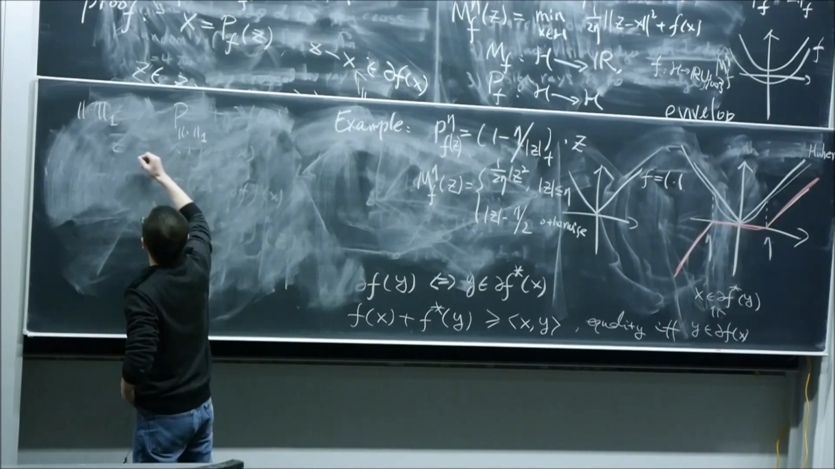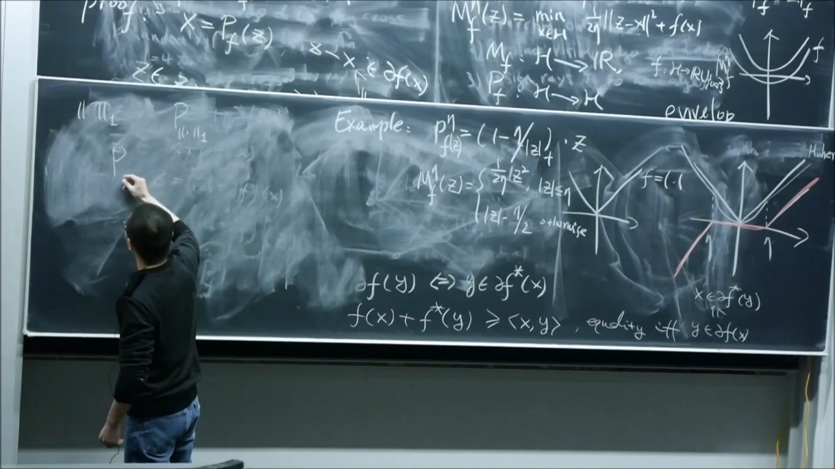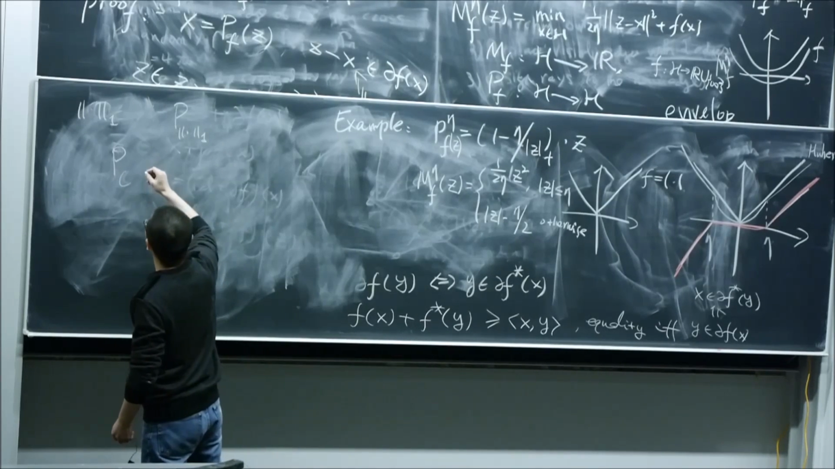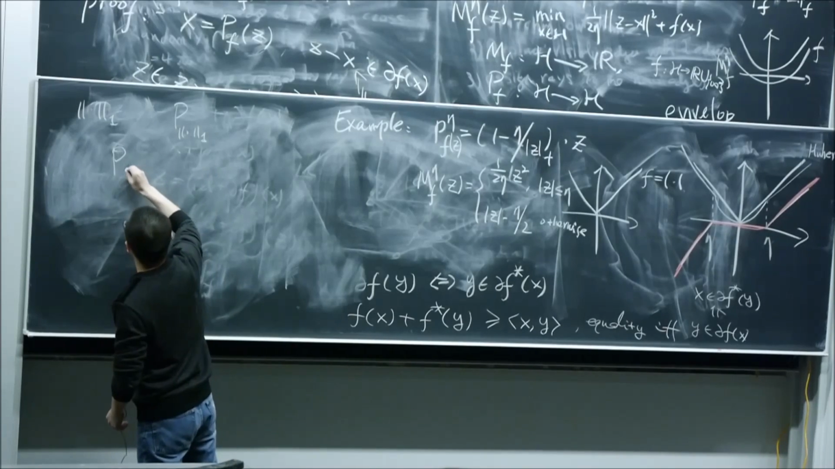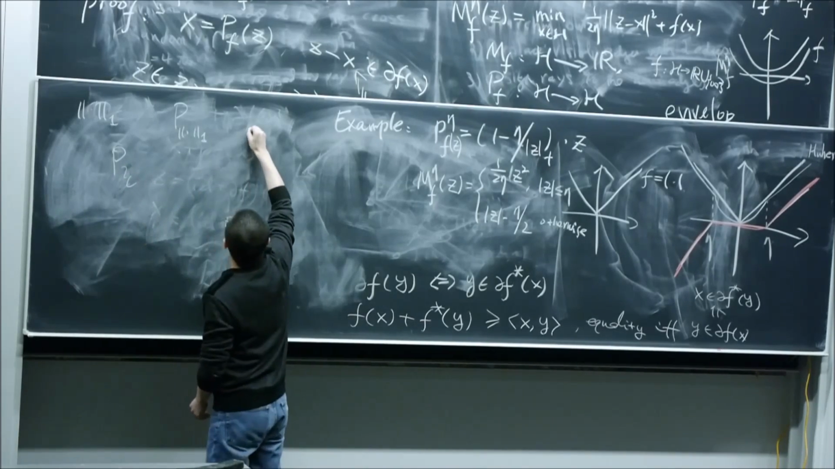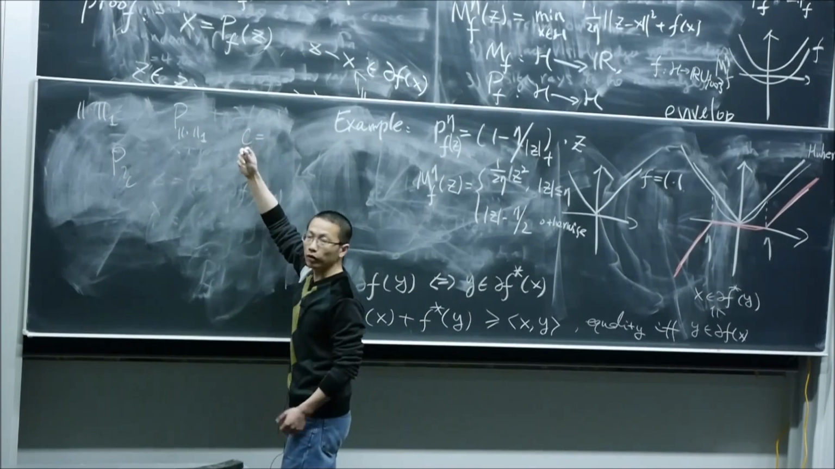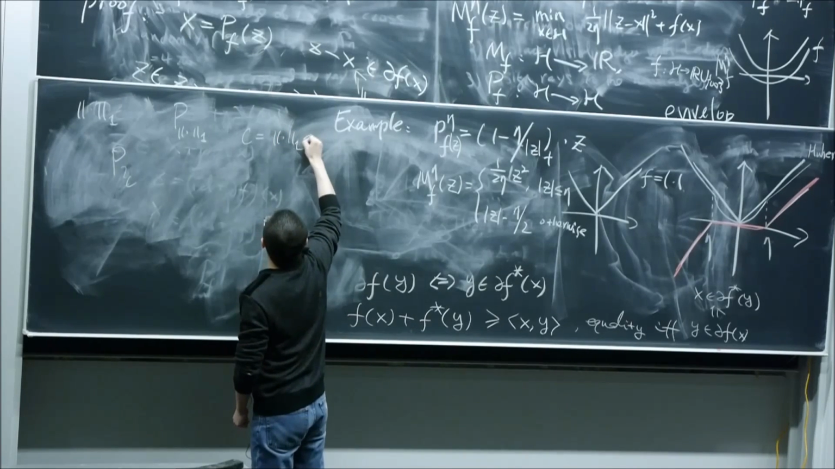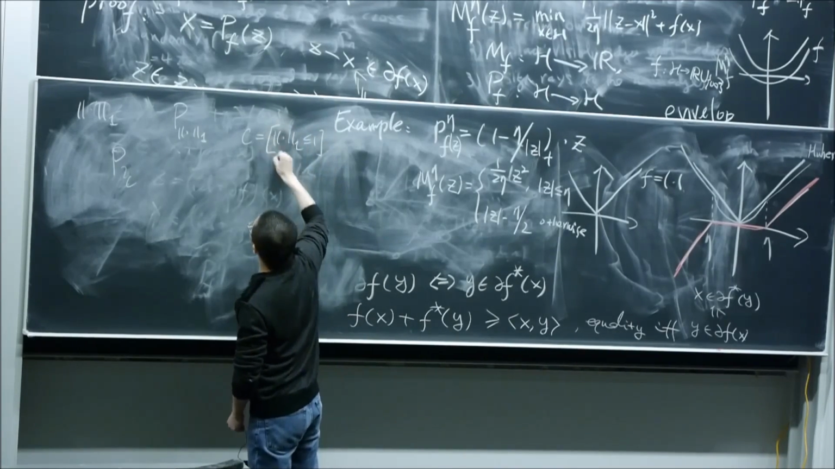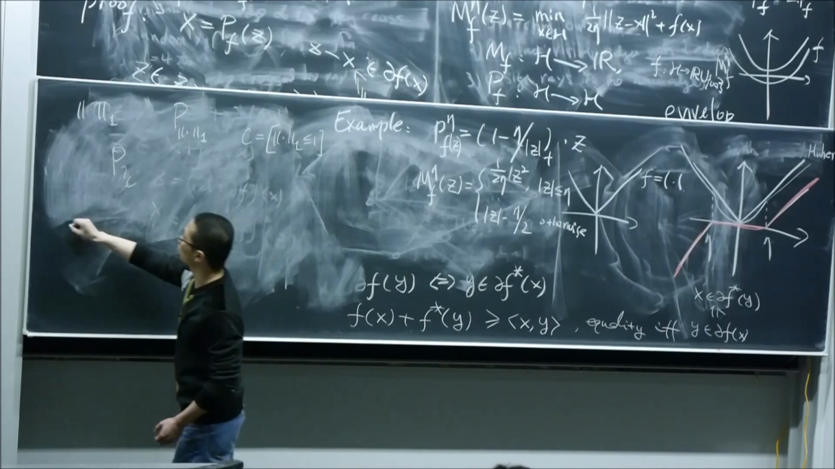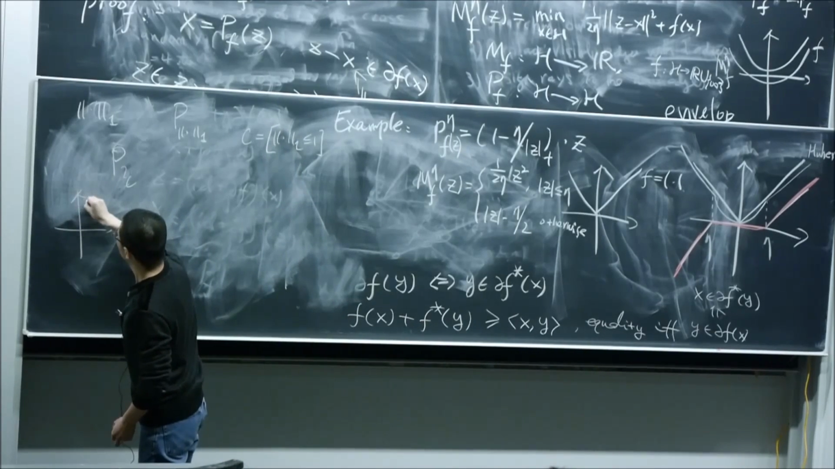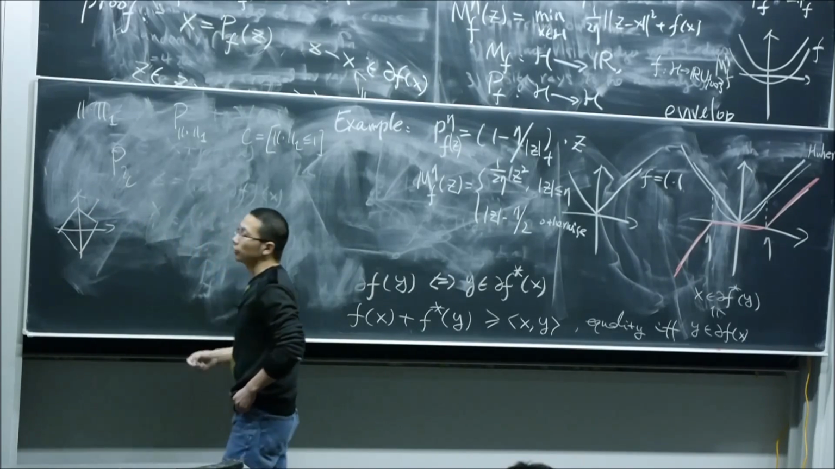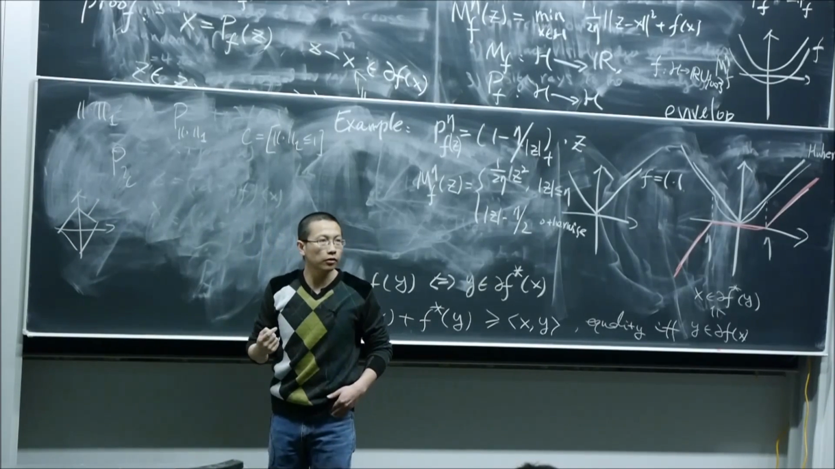So now let's compute the projection onto the set C, where the set C, so I should write I_C, is just the unit ball of the L1 norm. You want to project to the unit ball. So how do you compute the projection to the unit ball?